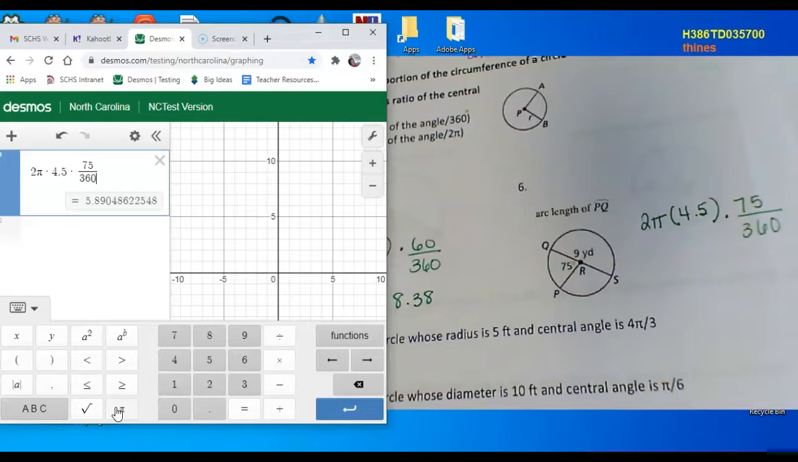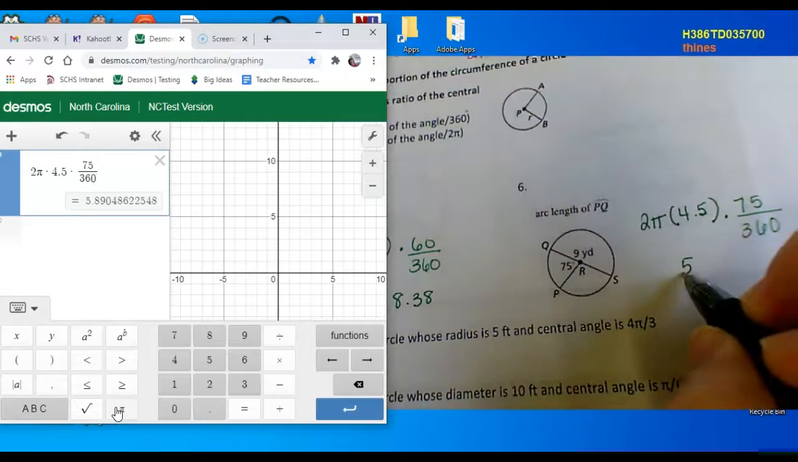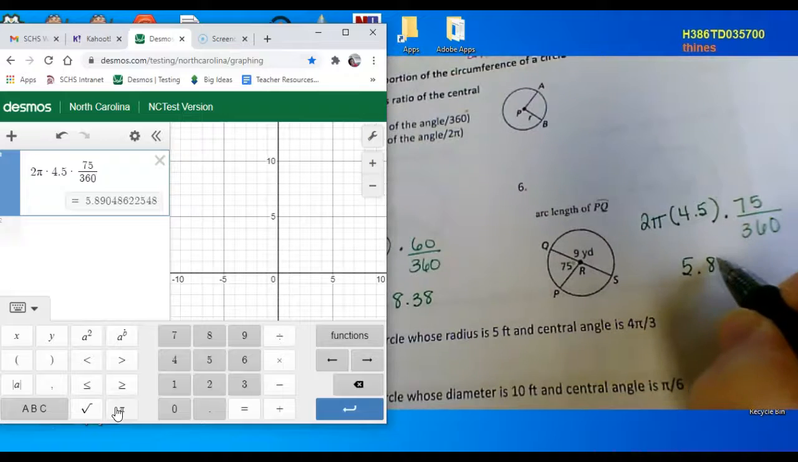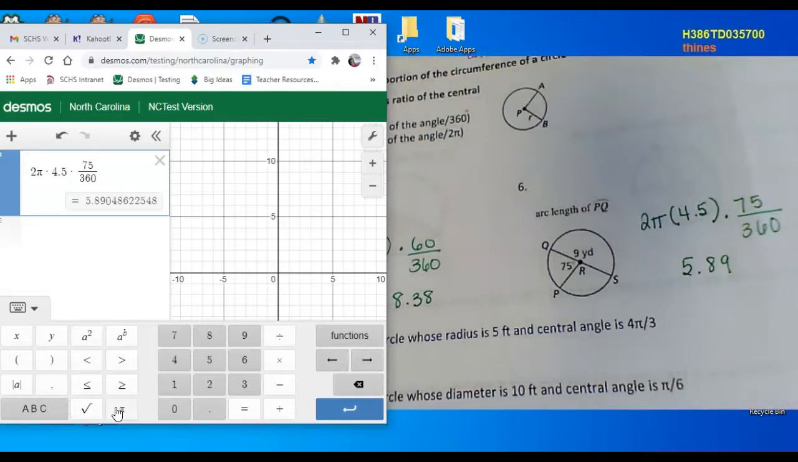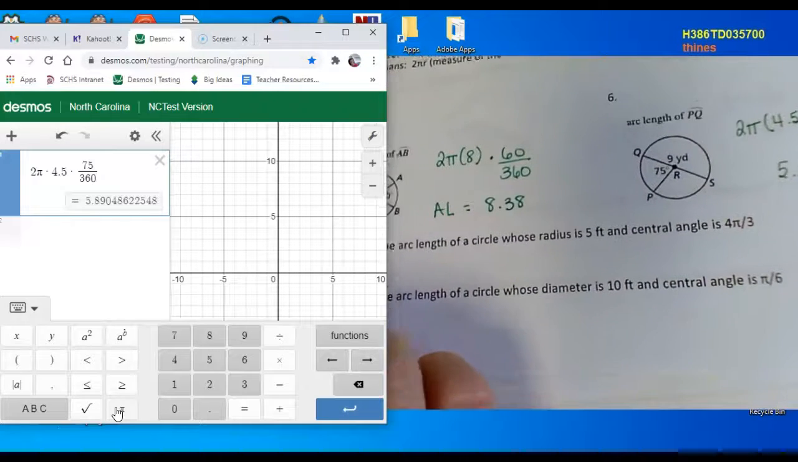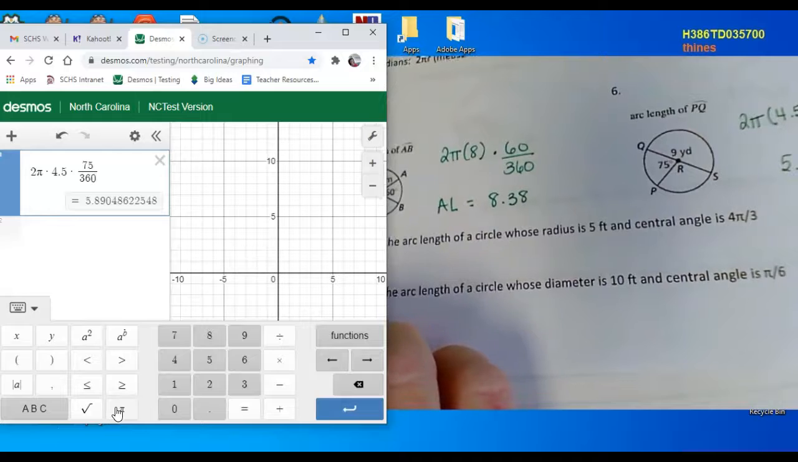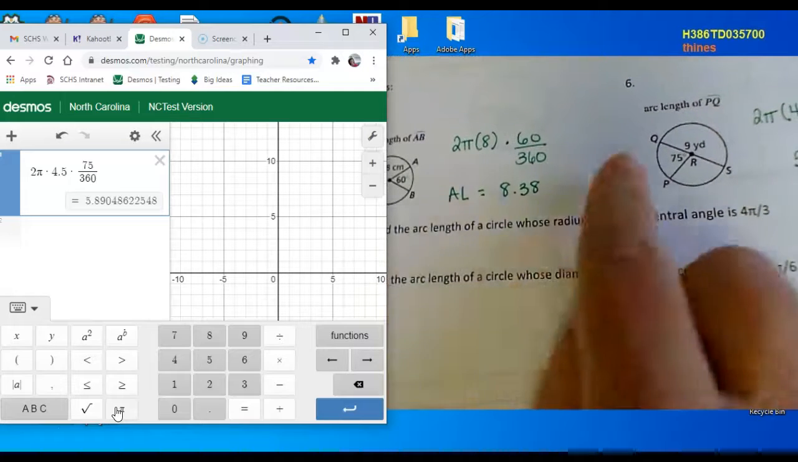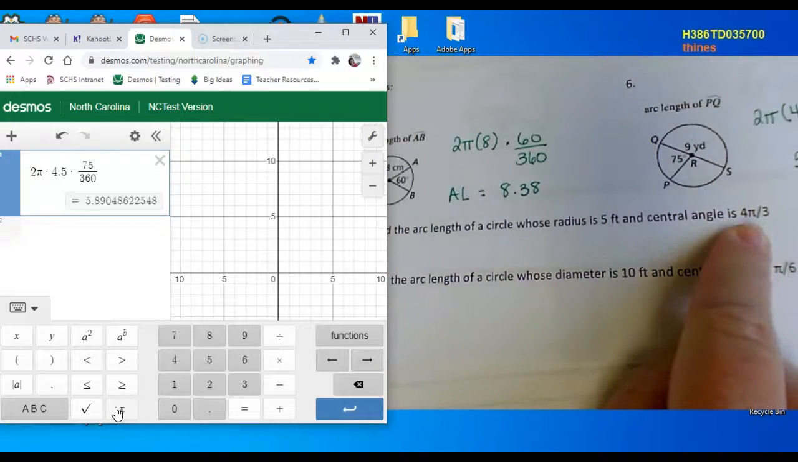Notice that's how you can make it look like just 75 over 360 without the parentheses, but you can do it the other way too, it doesn't matter. And so you get 5.89, and that is in terms of yards. Alright, so 7 and 8 are the same exact thing, except it's words and not a picture. And also, they gave us an angle in terms of radians.